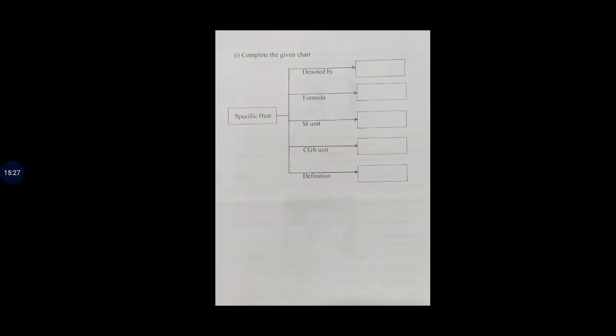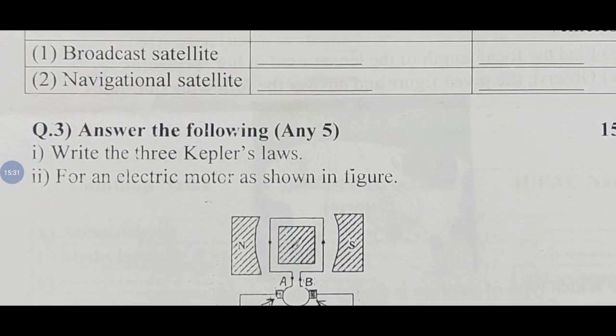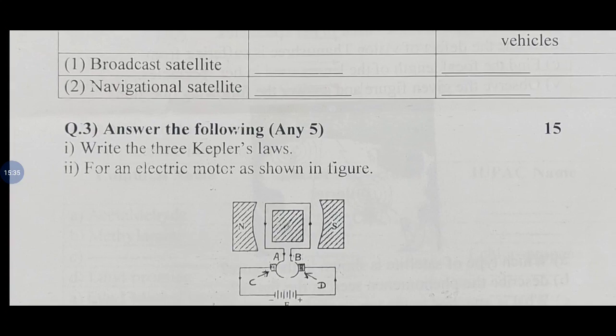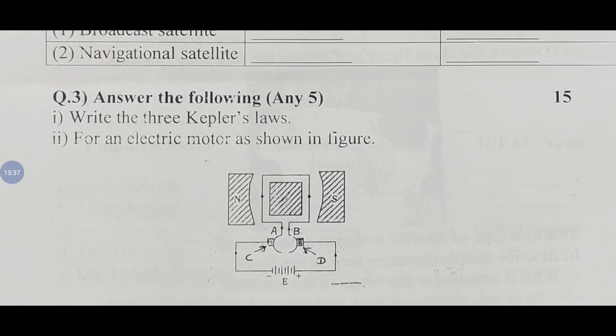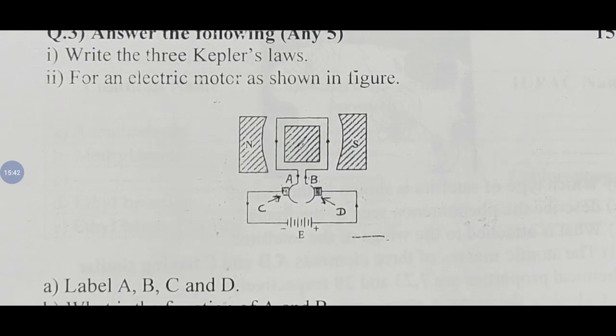Next, question number 3. Check there. 8 options are given here. In question number 3 you attempt any 5 options. So first one, write the 3 Kepler's laws. So we know that there are 3 laws: Kepler's first law, second law and third law. So you are getting 3 marks for the answer.